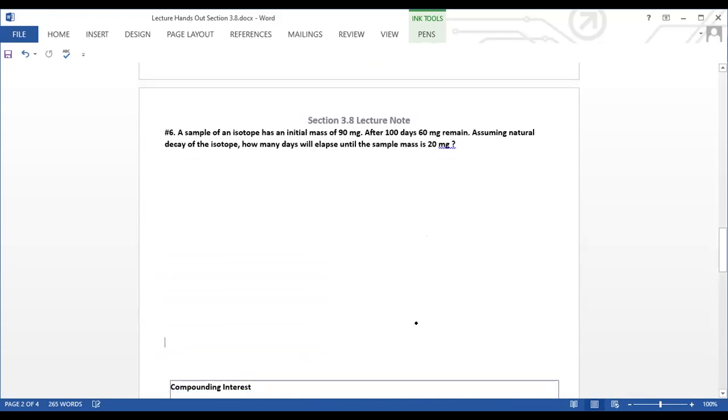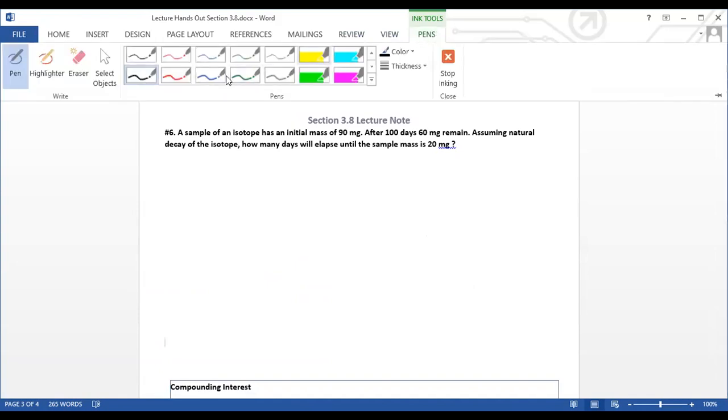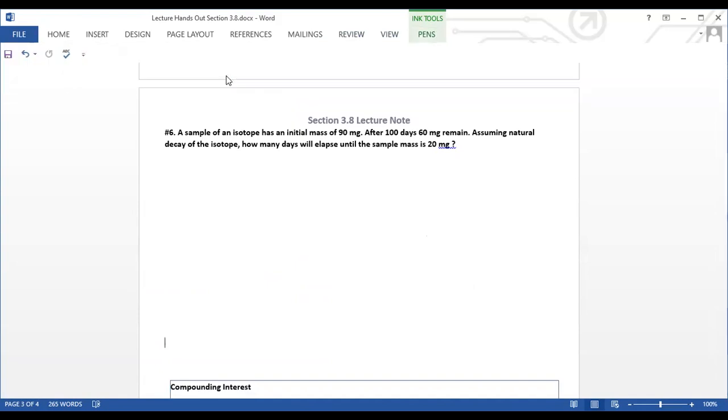Let's take a look at one more, so then we will be very good at it, okay? Here they say this sample has an initial mass of 90 milligrams. After 100 days, 60 milligrams left. Assume natural decay here. How many days until this sample only has 20 milligrams?